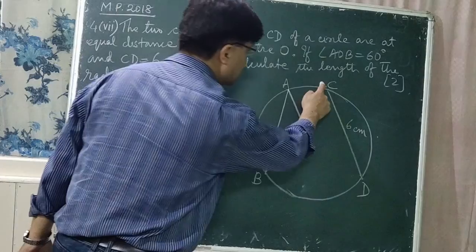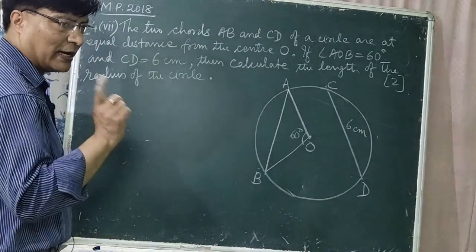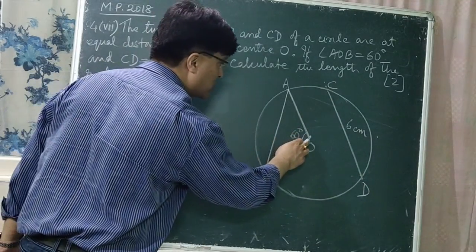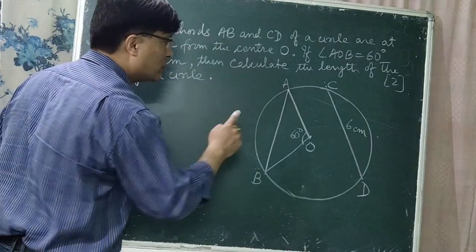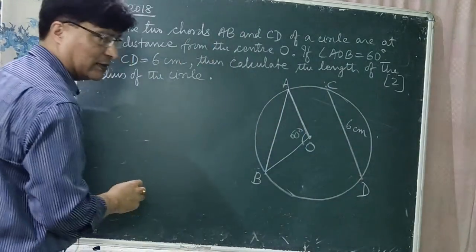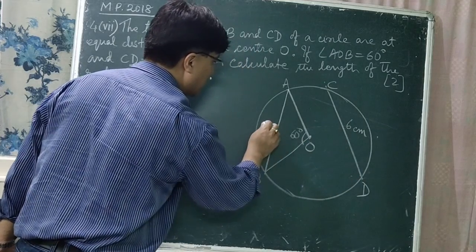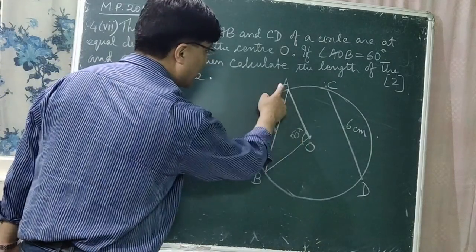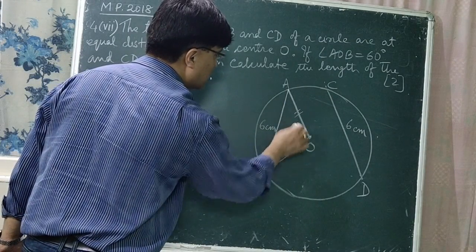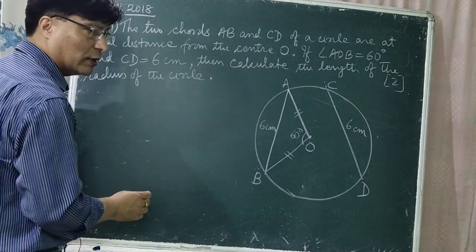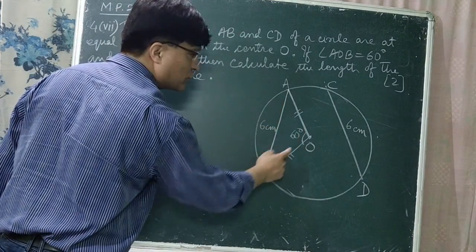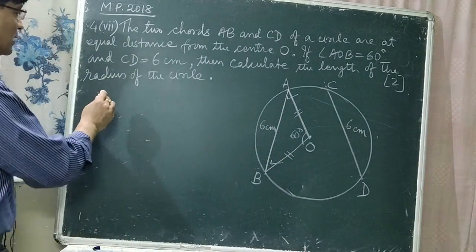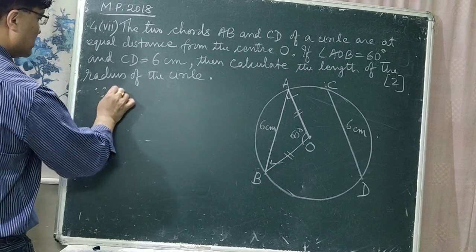Now, this length CD is 6 centimeter. I told you that whenever these 2 chords AB and CD are at equal distances from the center O, then AB and CD are of equal length. That means if CD is 6 centimeter, AB is also 6 centimeter, right? And now you know that OA and OB are the radii of the same circle. That means these two sides are also equal. If these 2 sides are equal, this is an isosceles triangle. That means these 2 angles are also equal, right? Is that clear?